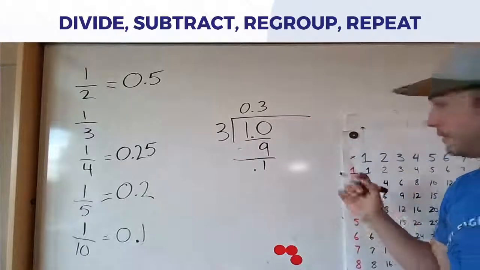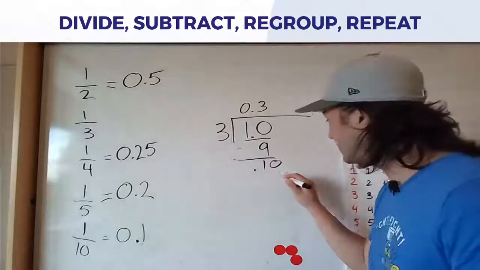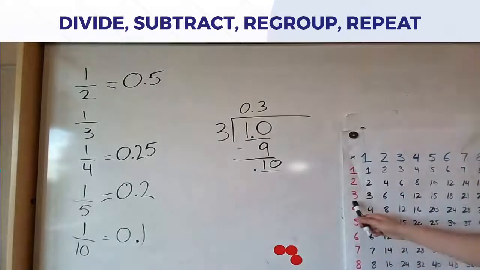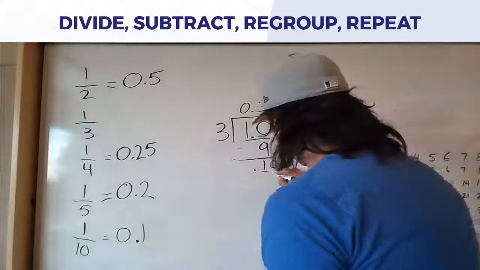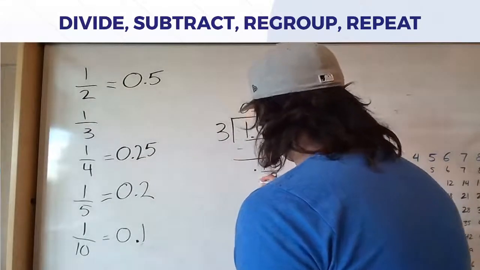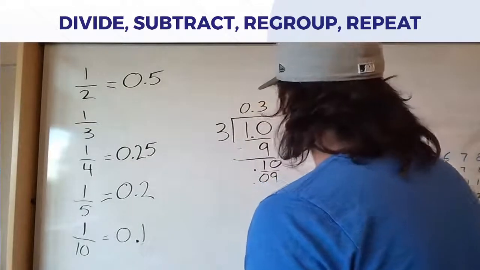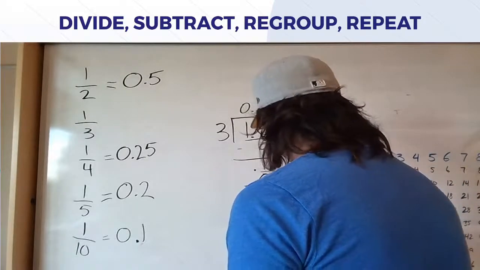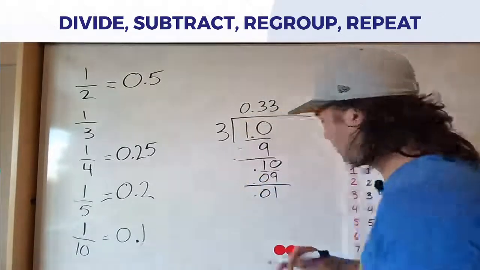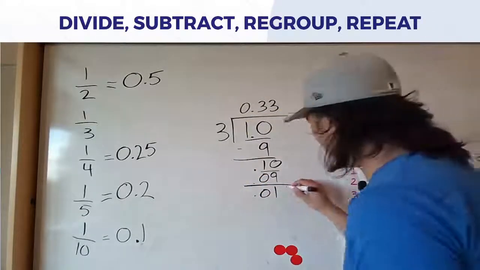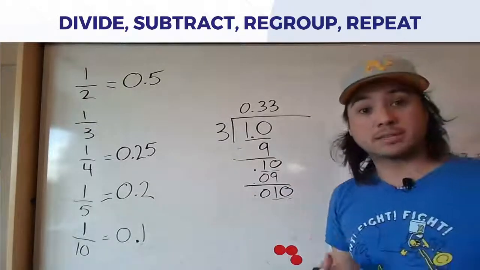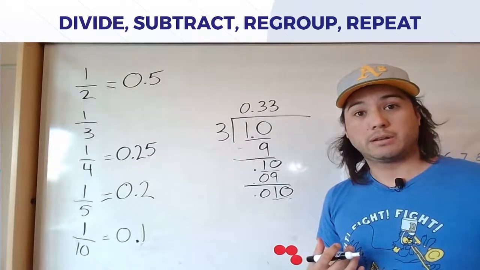We've still got something left, so we'll add a hundredths place. Now we're doing 10 divided by 3. We can't do 10 divided by 3, but we can do 9 divided by 3. So let's go ahead and do 9 divided by 3. And 9 hundredths divided by 3 is 3 hundredths. Subtract, 10 minus 9 is 1 hundredth. We've still got value here, so let's regroup and add a 0 in the thousandths place. And now we've got 10 thousandths divided by 3.